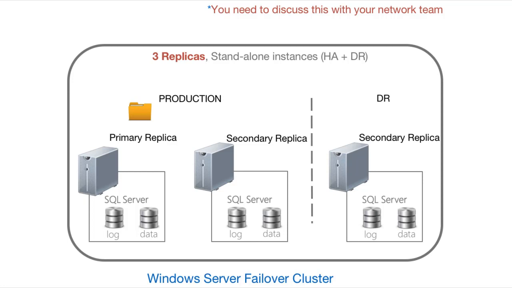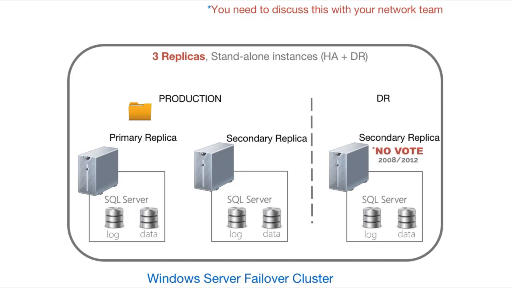In terms of replication mode, between the primary and the secondary replica in my production data center, I can do synchronous replication. But when I have to deal with my DR replica, I would have to configure that with asynchronous replication. The distance between my production data center and my DR data center does not have to impact the performance of client applications connecting to my primary replica.